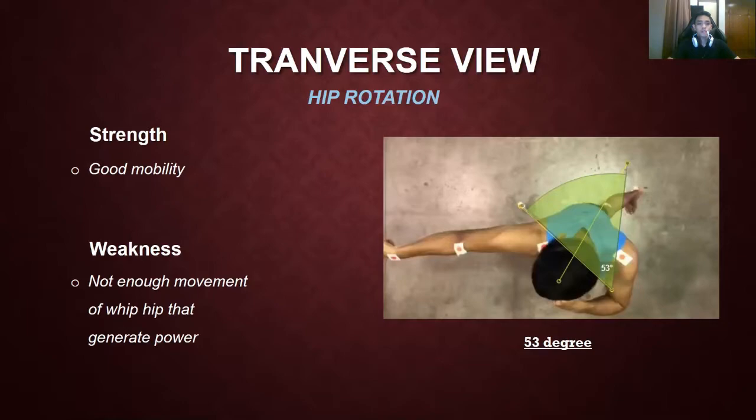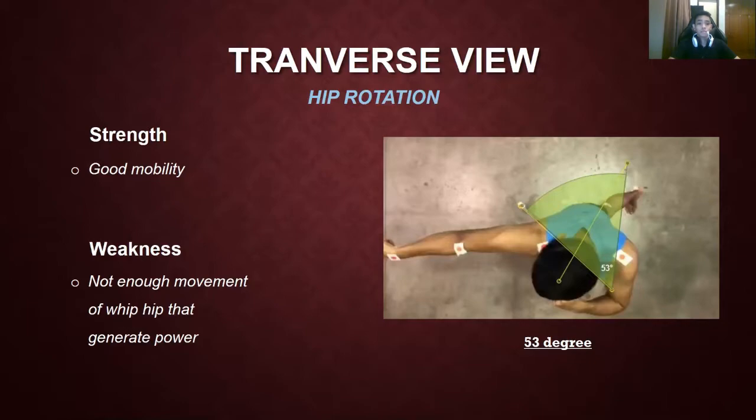So in discussion, we talk about the hip rotation angles of Reza, as he whips his hip to gain momentum in order to punch faster and harder. So the strength is he has good mobility, but the weakness is not enough whip movement of the hip that generates power.